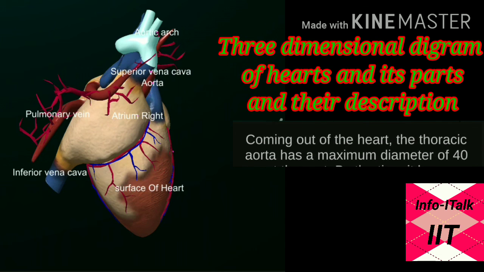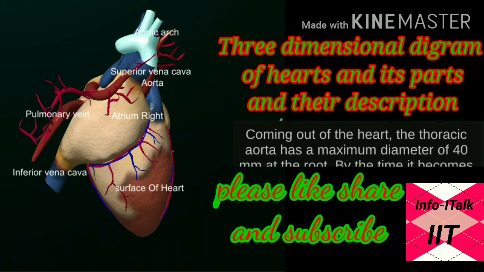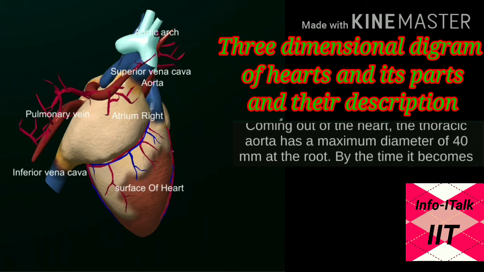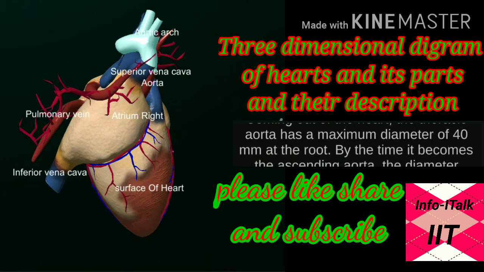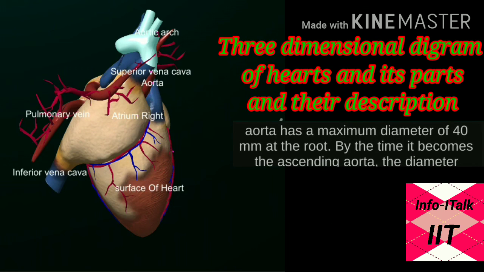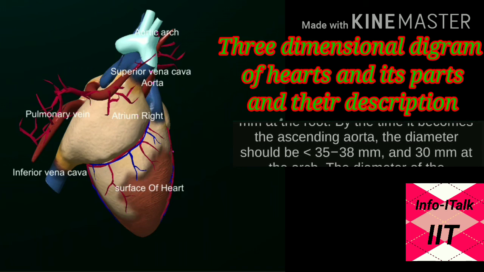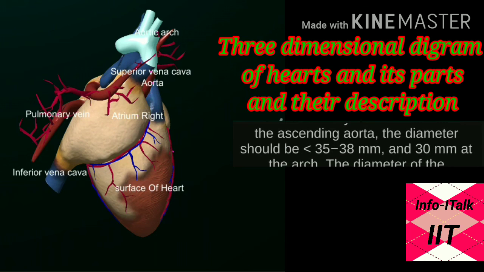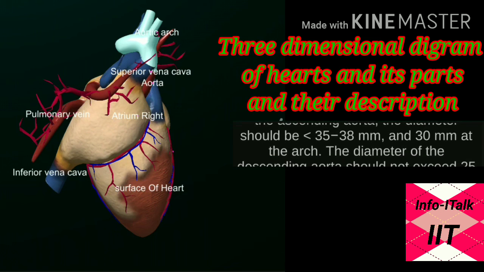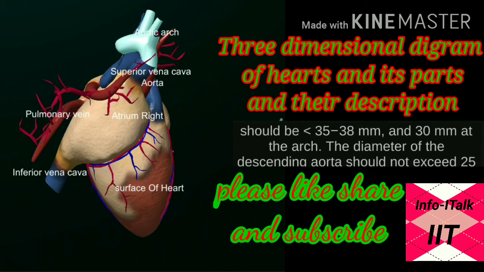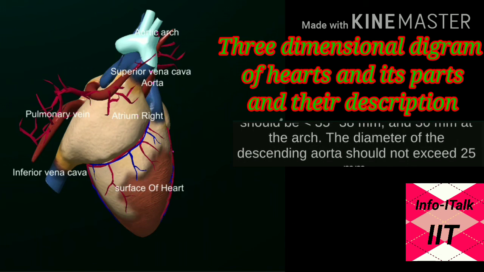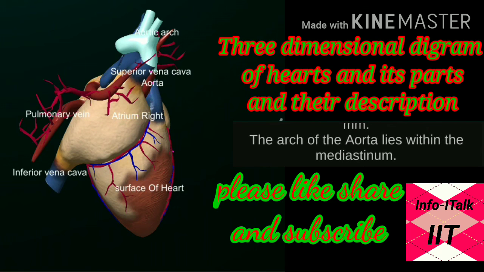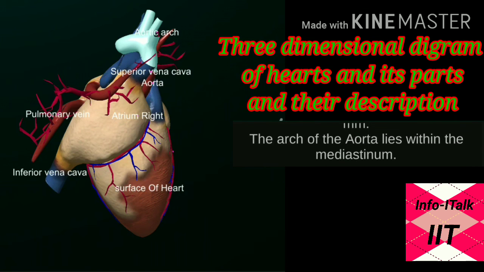Coming out of the heart, the thoracic aorta has a maximum diameter of 40 millimeters at the root. By the time it becomes the ascending aorta, the diameter should be 35 to 38 millimeters, and 30 millimeters at the arc. The diameter of the descending aorta should not exceed 25 millimeters. The arc of the aorta lies within the mediastinum.